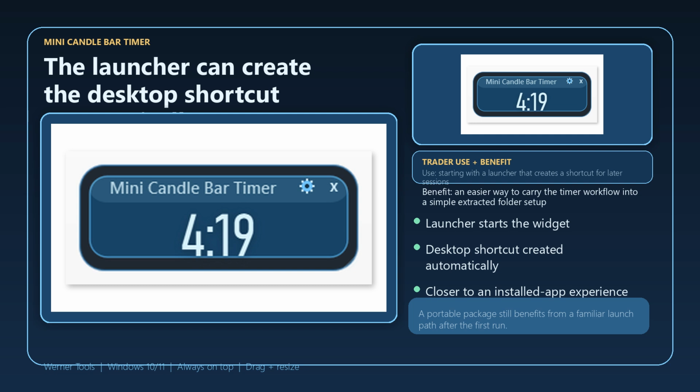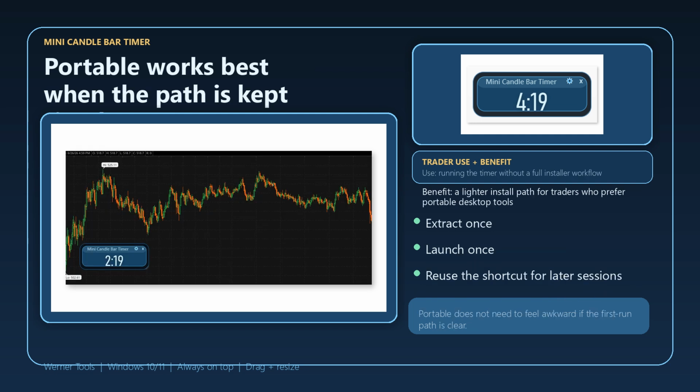A trader would use this for starting with a launcher that creates a shortcut for later sessions. The practical benefit is an easier way to carry the timer workflow into a simple extracted folder setup. Portable works best when the path is kept simple. For traders who want a lightweight utility, the portable version is straightforward: extract, run the launcher once, and then use the shortcut or the executable from the saved folder whenever you trade.